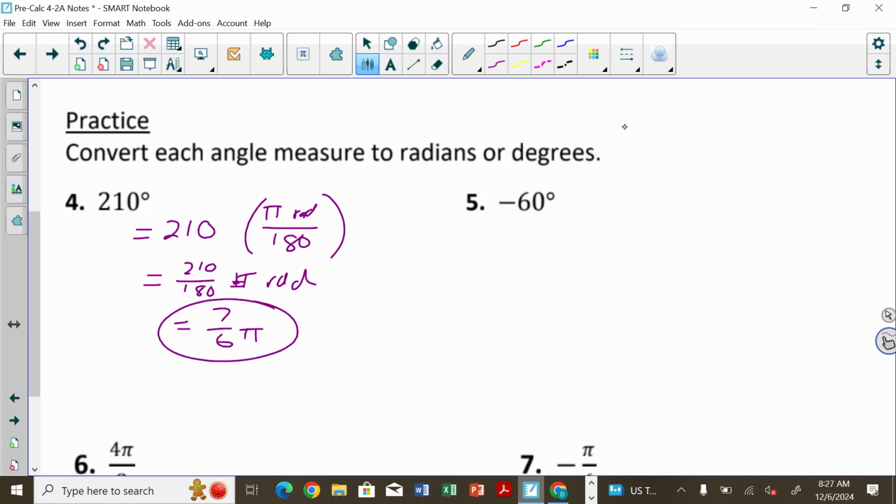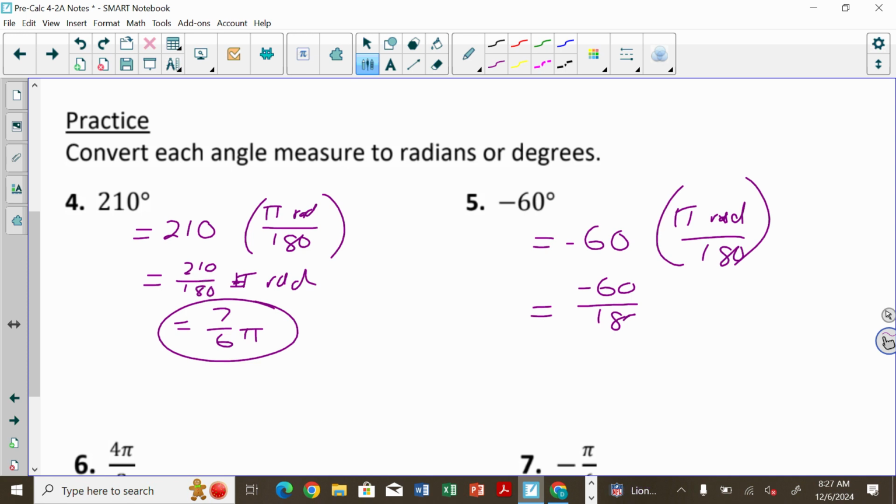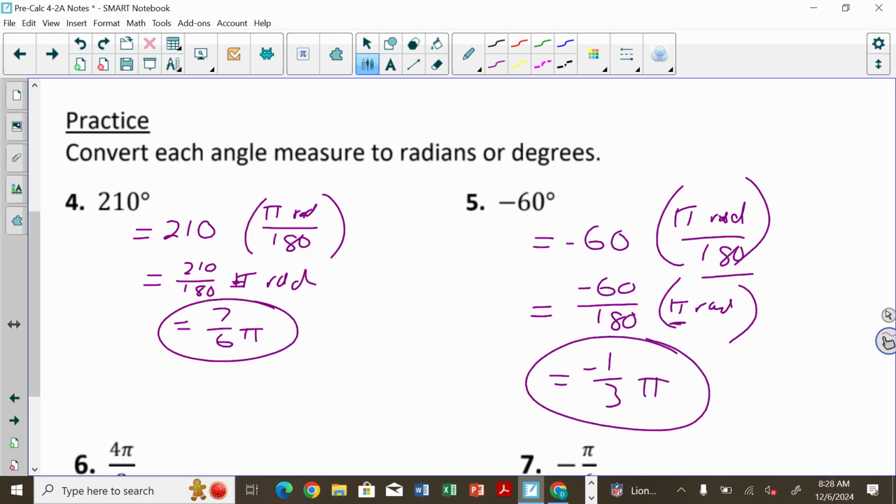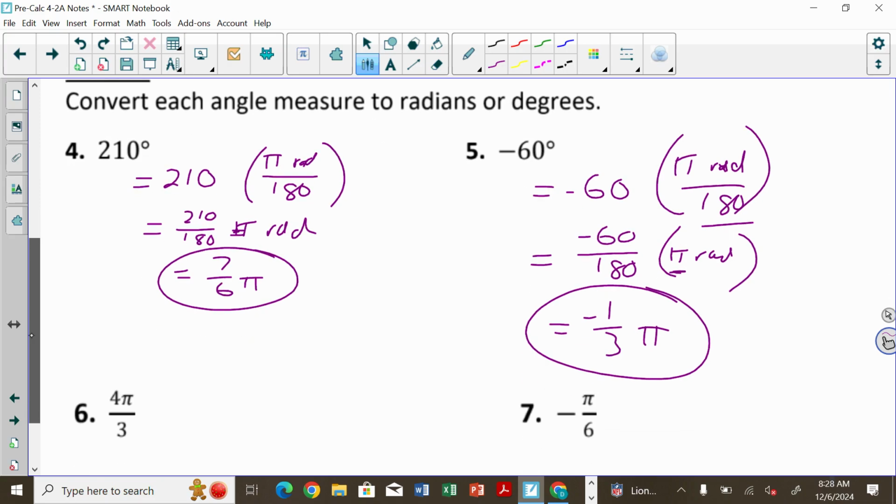All right, let's try another one, -60. We're going to take this -60 and multiply it by pi radians over 180. So I'm just going to take that -60 and put it over this 180 times pi radians, and I can reduce there, -1/3. Don't forget about the pi.